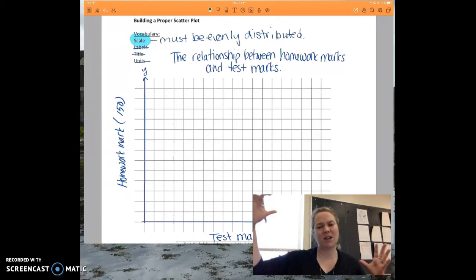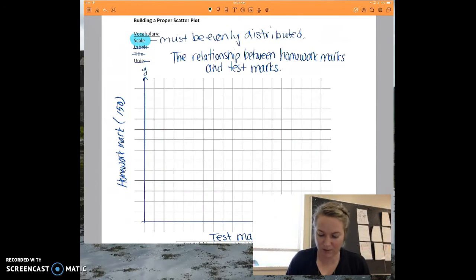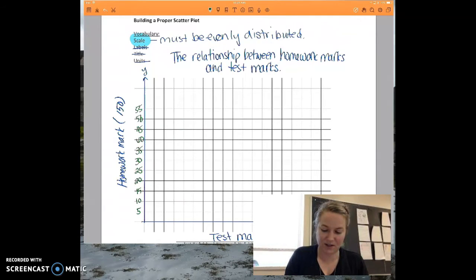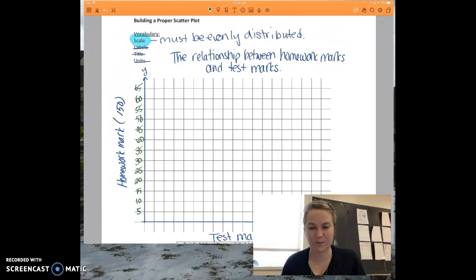You want to try and use as much space as possible. So I'm going to go 5, 10, 15, 20, 30, 35, 40, 45, 50. Okay, so now you can see I've spread that out. We'll just take that to the top, even though we don't really need to.